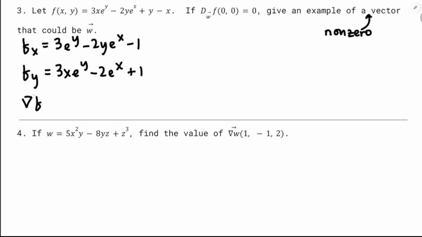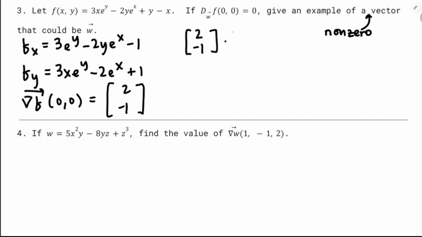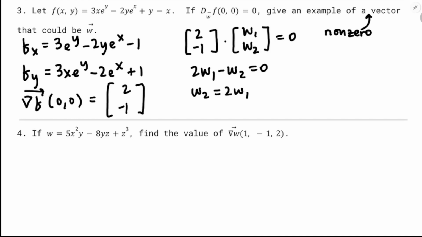So if I want the gradient of f at the point 0, 0, well, that's just going to be whatever happens to fx and fy when I plug in 0 and 0. So I'd have 3 minus 0 minus 1 is 2. And 0 minus 2 plus 1 would be -1. Okay. So I've got that, and I just need w to be some vector so that... I'm going to actually write it out. 2, -1, dotted with some vector w, which is w1 and w2, needs to equal 0. So pretty much, that would be 2w1 minus w2 equals 0. Just as long as the second component is twice the first component, this will work.